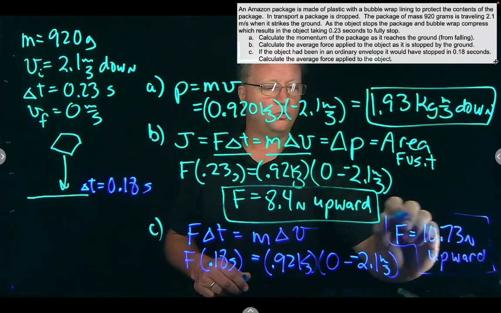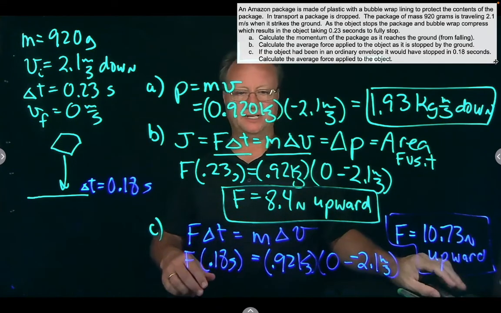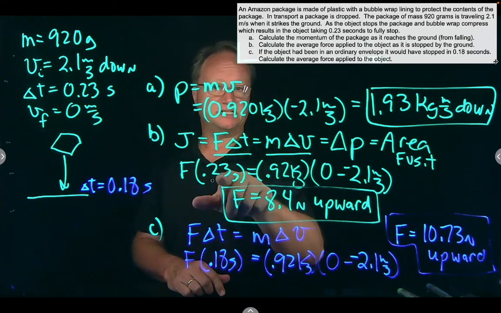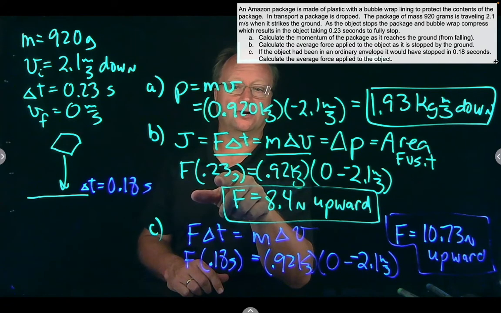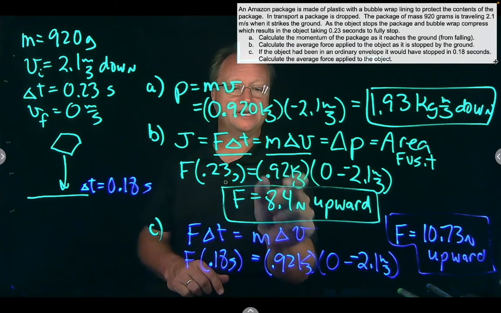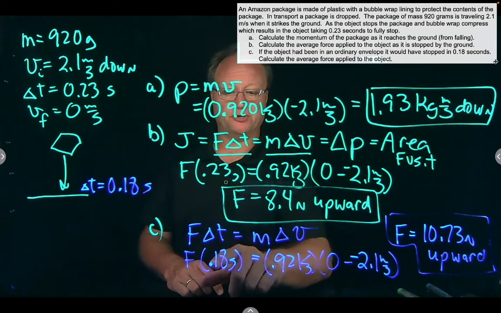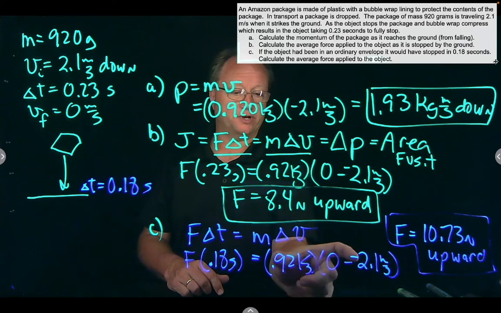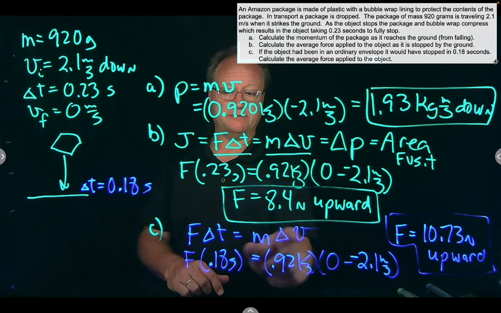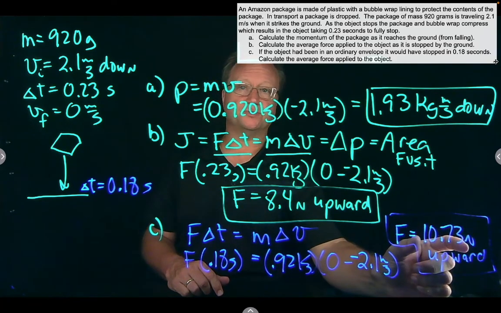So then what the bubble wrap did was the bubble wrap made the time period last a little bit longer, and in making the time period to stop the package a little bit longer, it required a little bit less force to change the motion, as opposed to being in an ordinary envelope where the change in momentum was the same, but the time period was shorter, and so the force was greater.